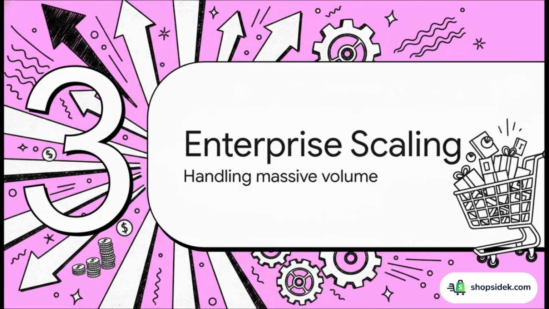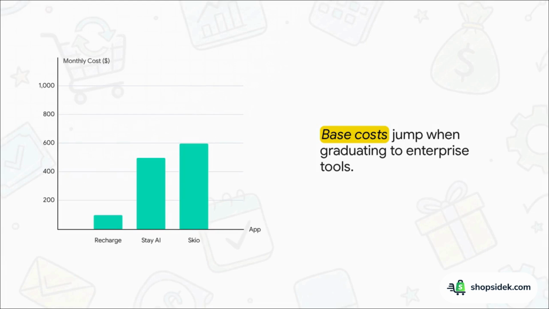Let's jump into part 3, scaling to the enterprise level. So what exactly happens when your store outgrows that beginner phase and starts doing massive volume? Well, when you graduate to the big leagues with enterprise platforms like Recharge, StayAI, or Skio, you are definitely going to see a pretty steep jump in base costs.